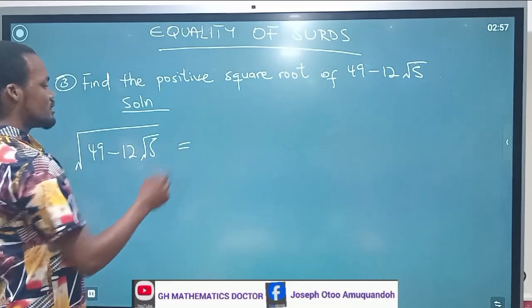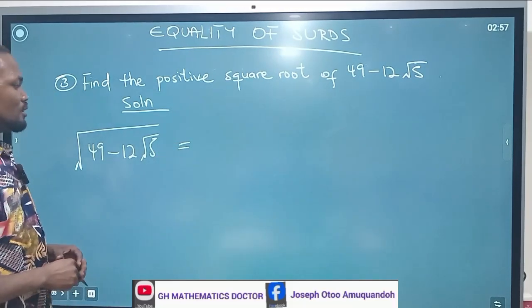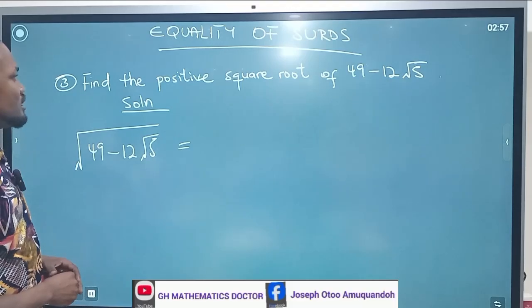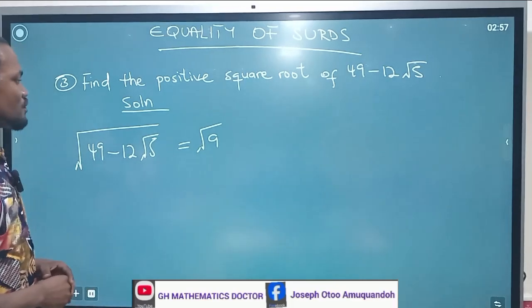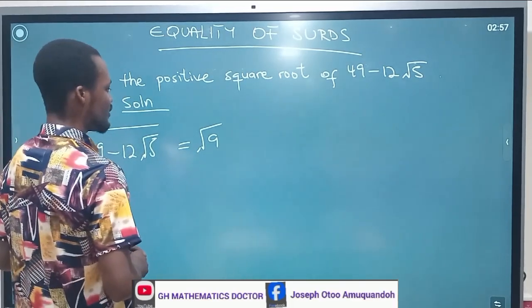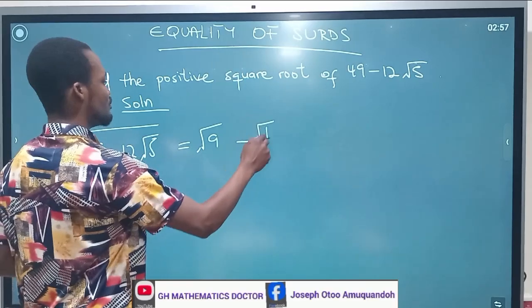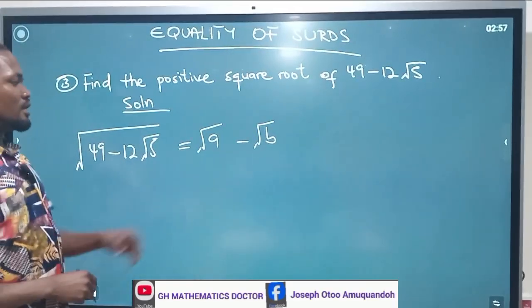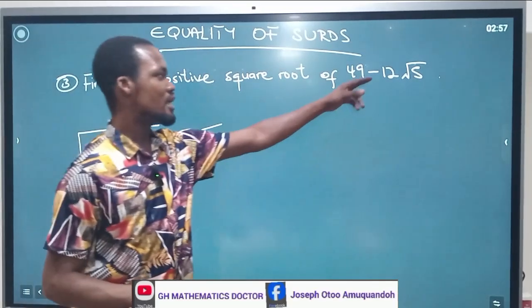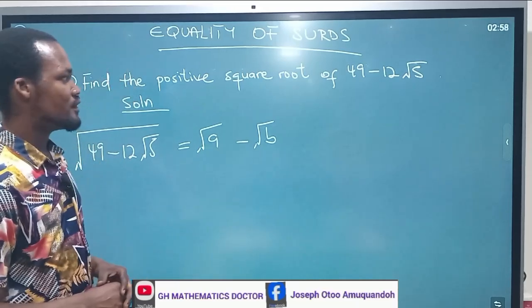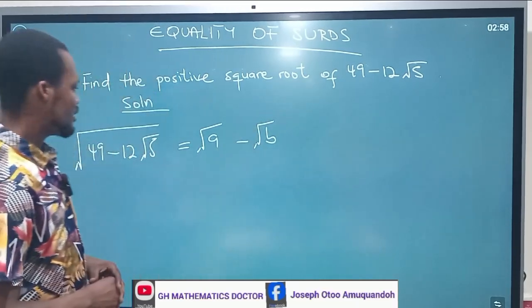Then equate this to the difference of two given sets. So the first one, root a minus root b. You ask, where is this minus coming from? It is coming from the question. The sign we have here is what we also put here. So if it is plus, we need to put plus there.